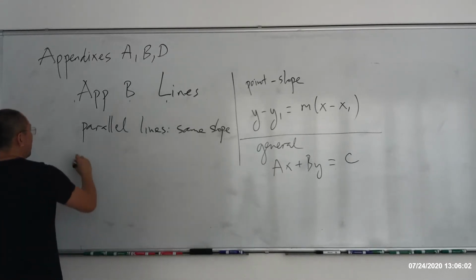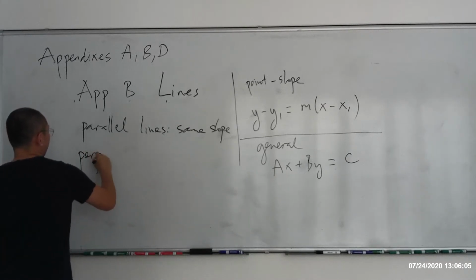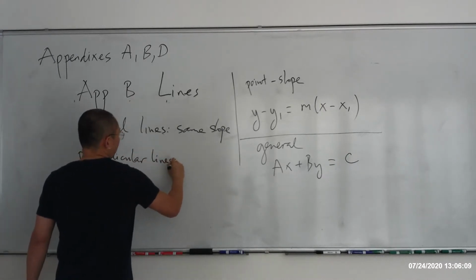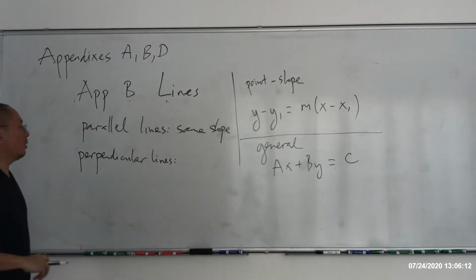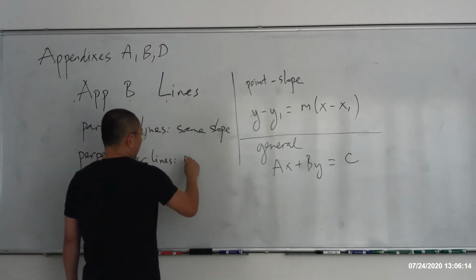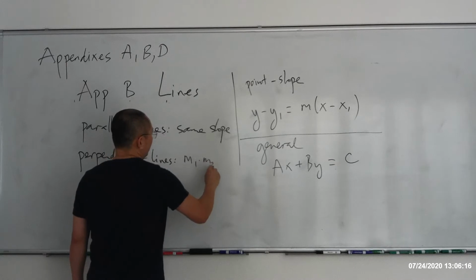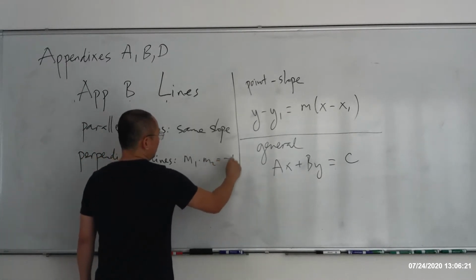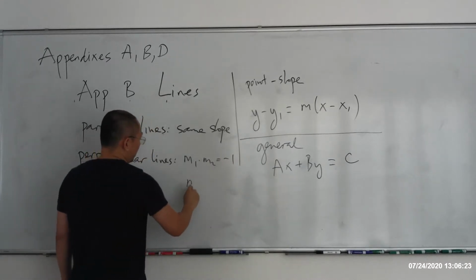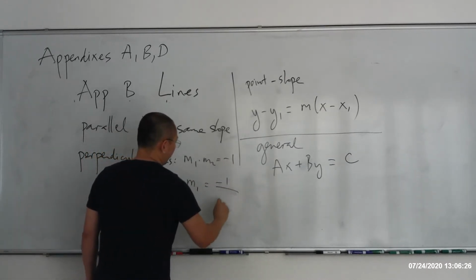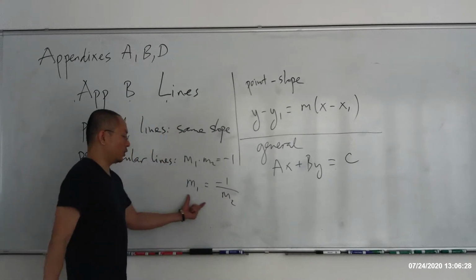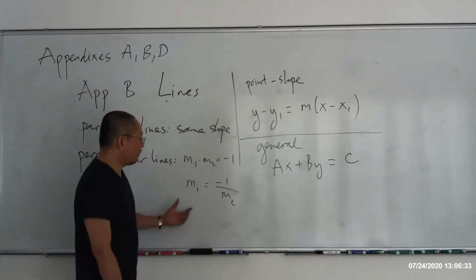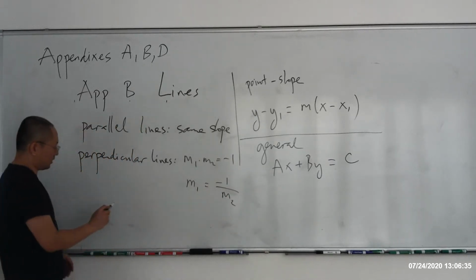What if you have perpendicular lines? Perpendicular lines. Now what? The product of the two slopes will be equal to -1. So M1 times M2, by the way, M1 means slope of the first line, M2 is the slope of the second line, equal to -1, or people may write it this way: M1 is equal to -1 over M2, and they say what? The slopes are opposite reciprocal, okay? Opposite reciprocal.